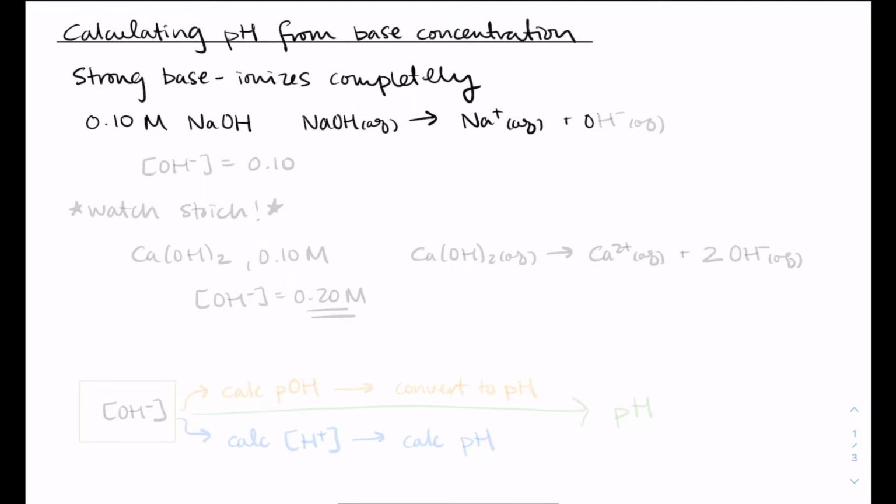I'll put a couple other little caveats in here. If I'm asking you for the OH minus concentration to think about pH, and I give you calcium hydroxide, at a 0.1 molar concentration, because in calcium hydroxide you get one calcium and two hydroxides, the OH minus concentration would be 0.2 molar. So it is hugely important to watch out for the stoichiometry.